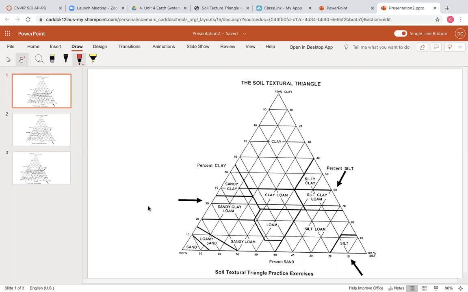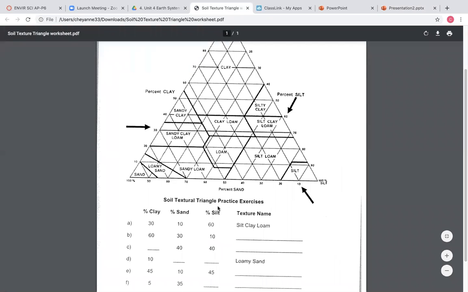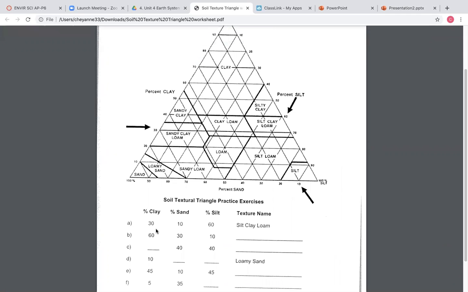So to read this, you're going to draw different lines on the chart, or you can do it visually. It's probably better if you have a way to print out this texture triangle and draw on it, because you can get confused easily if you're not drawing on it. But if we look at the worksheet that I posted, the first problem I've already given you the answer to, but I want to show you how to find that answer yourself. So for A, it tells us that there is 30% clay, 10% sand, and 60% silt.